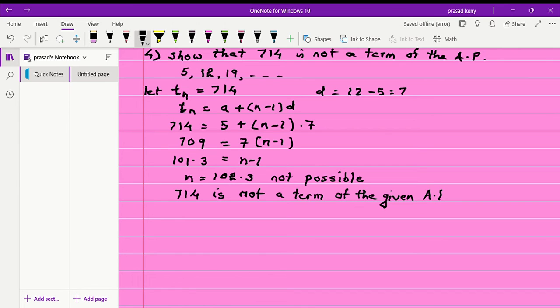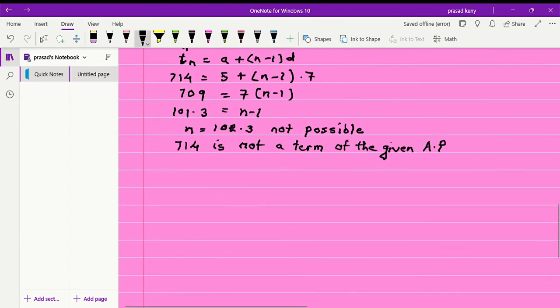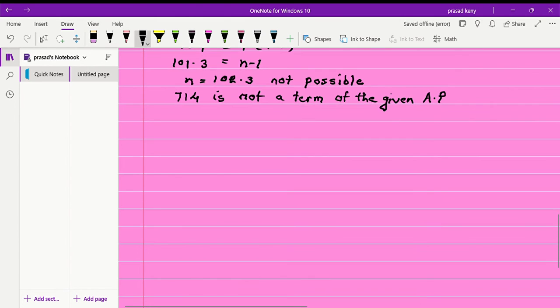Okay, so is this concept okay with you? Whenever it is asked to you to show that a particular term does or does not belong to the given AP, take Tn as that particular term, and finally you'll get n as some decimal fraction, but the number of terms should be only natural numbers like 1, 2, 3, and so on. So you come to a contradiction, and hence it is not a term of the given AP. So let me give you some problems for practice here.